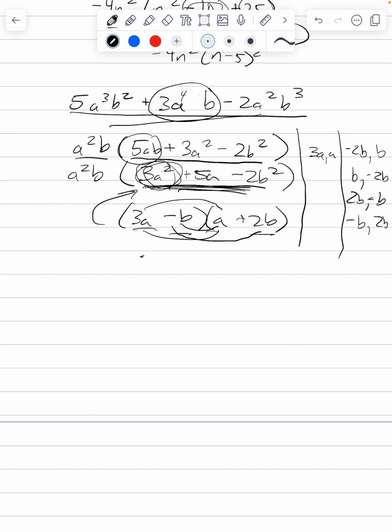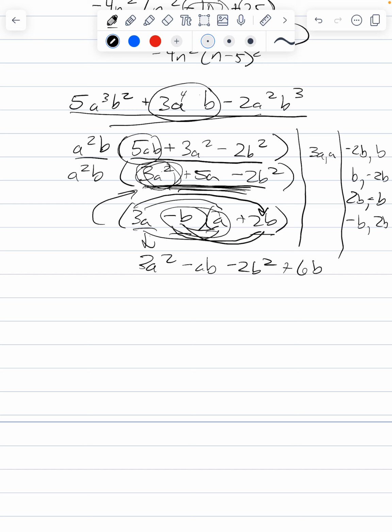Wait, hold on. 3a squared. I'm going to write it down here. 3a squared minus ab. I did these two. And then I'm going to do this one, minus 2b squared. And then I'm going to do this one. 3a times 2b is 6ab.